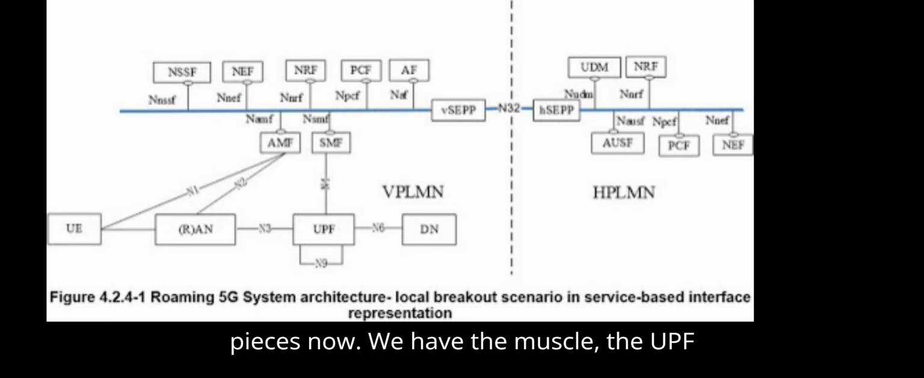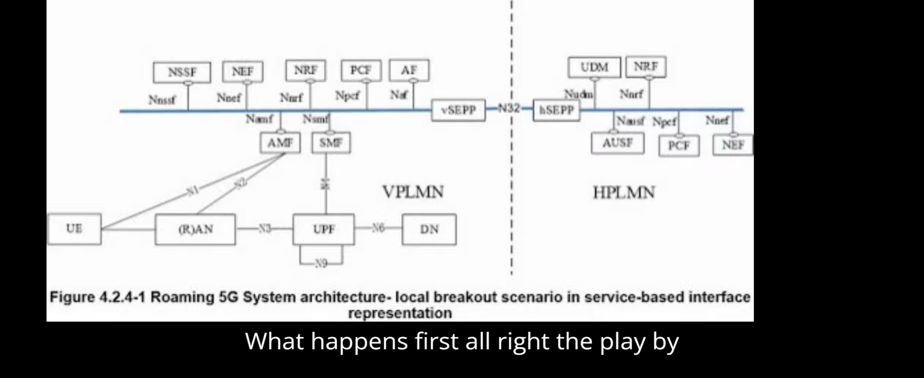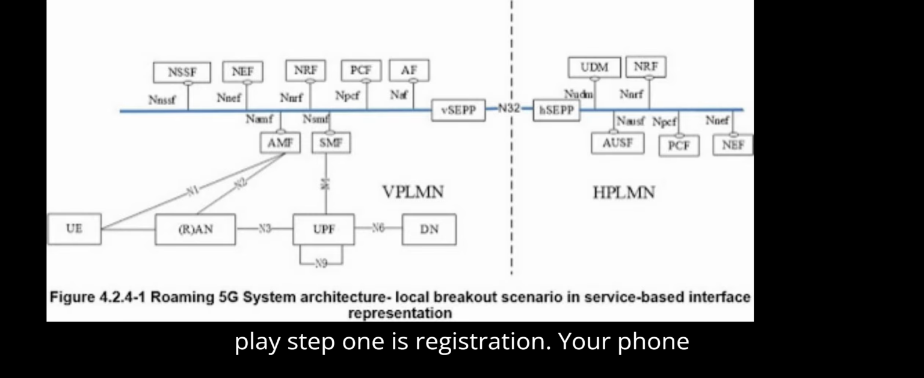Okay, I think I have all the pieces now. We have the muscle, the UPF doing the local breakout. We have the brain, the AMF and SMF managing the traffic. And we have the diplomats, the SEPP, handling the secure long-distance call. You got it. So, to really lock this in, I want to tell a story. Let's walk through this diagram step by step. Imagine our listener has just landed at Narita Airport. They turn off airplane mode. What happens first? All right, the play-by-play. Step one is registration.